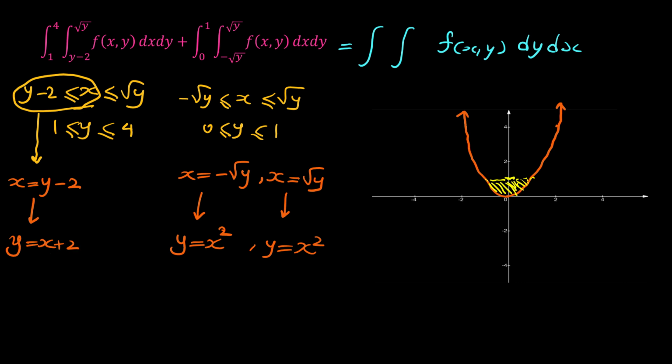So this line is basically something like this. Its y-intercept is 2 and its slope is 1. So if we move 1 unit to the right, 1 unit up, 1 unit right, 1 unit up, 2 units right, 2 units up, so it passes also through this point. So it crosses this parabola at this point here. So the graph of the line is something like this.